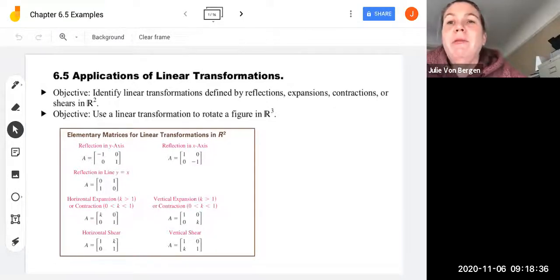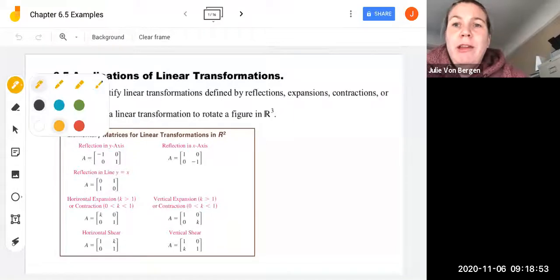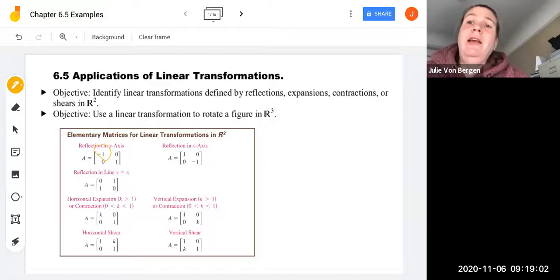So here we have some of the elementary matrices that we use for linear transformations in R2, and we're going to work through examples using these kinds of linear matrix transformations. So the first example here is if we want to reflect in the y-axis. So notice the change between the identity matrix and the reflection in the y-axis is that we have a -1 in the first entry. And then similarly, to reflect in the x-axis, we have a -1 in the second row of the identity matrix.